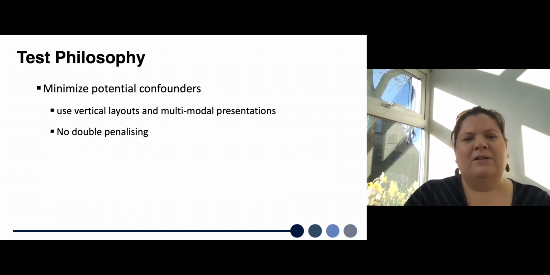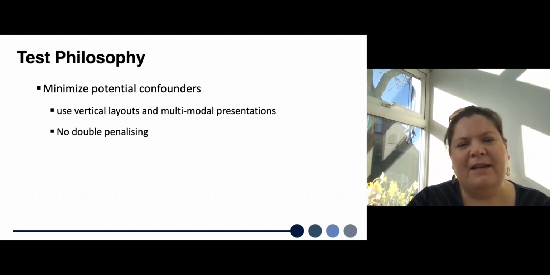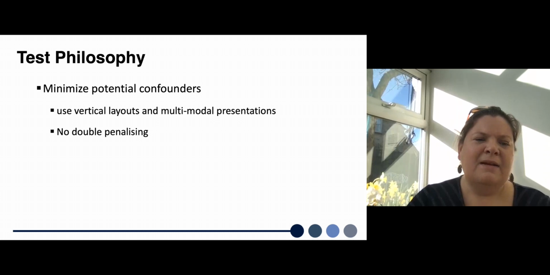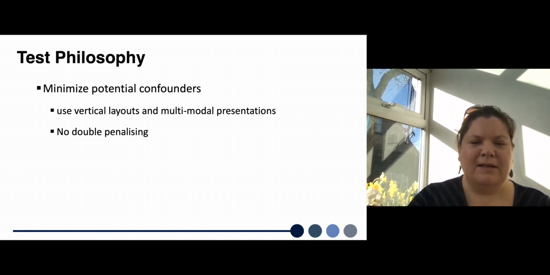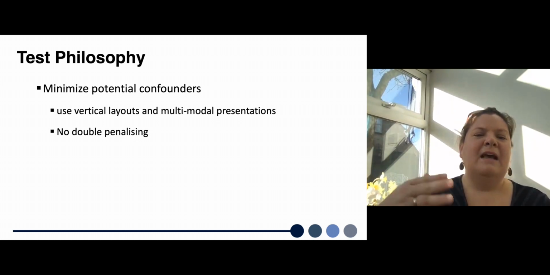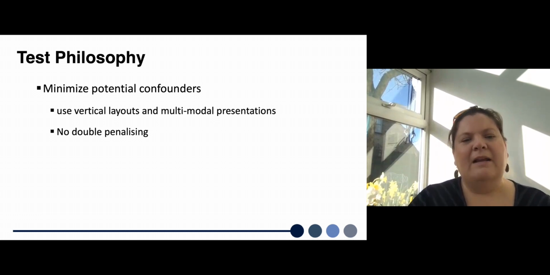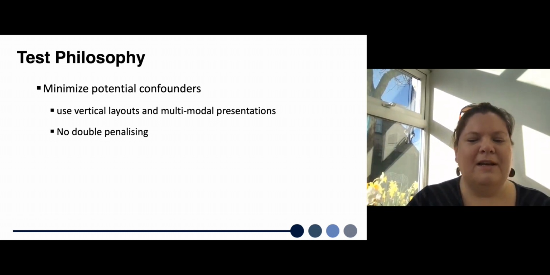So further test philosophy, as I hinted at when I gave you the example of neglect confounds and aphasia confounds, is that we really try to minimize these potential confounders as much as possible. We use simple vertical layouts, we use multimodal presentations, and we're very much not trying to double penalize people. So if they can't do something for one particular reason, you shouldn't then again penalize them on another thing that actually depends on the first error being made.